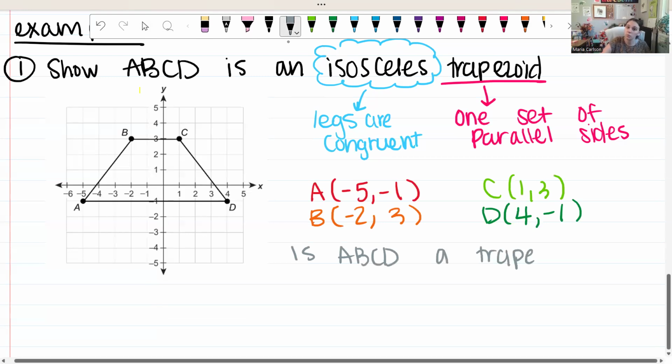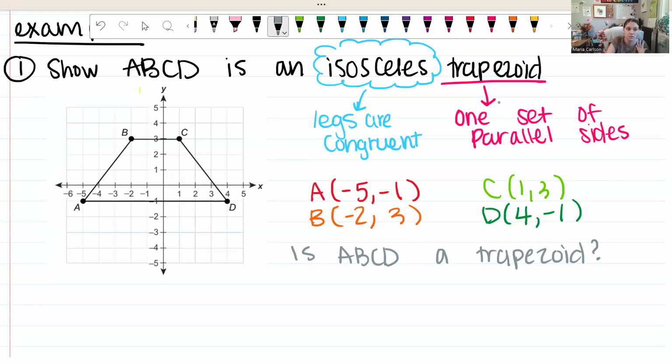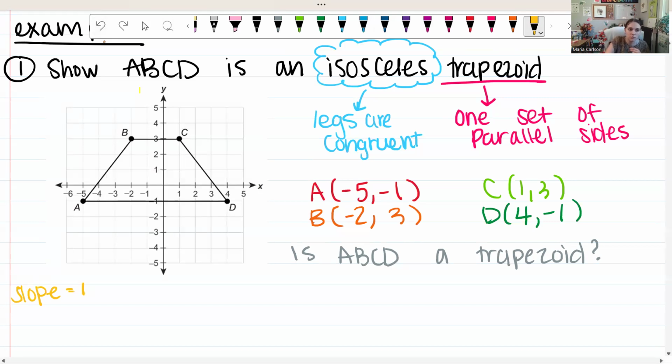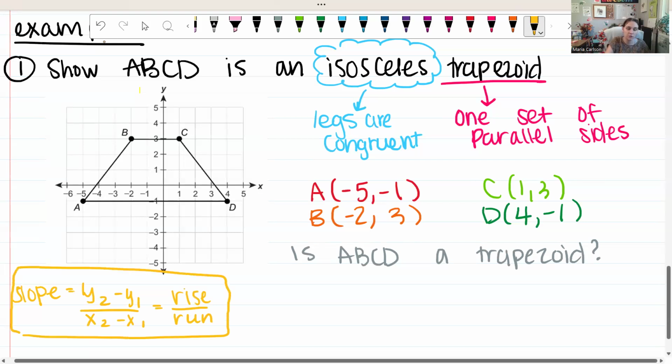So we're going to look for one set of parallel slopes. So we need to find the slopes of the 4 side lengths, and please just make a little note here. You can always use the slope formula, y2 minus y1 over x2 minus x1, or you can always count visually and find your rise over your run. Whatever method works for you here, but we need to find the slope of all 4 sides.